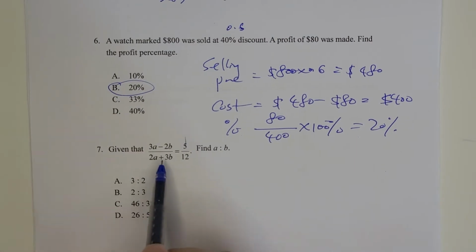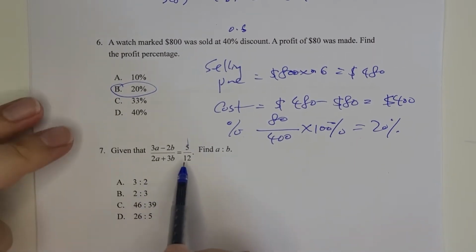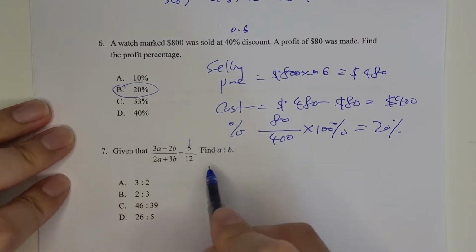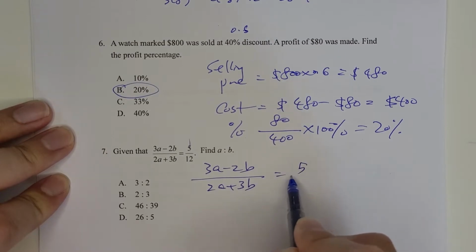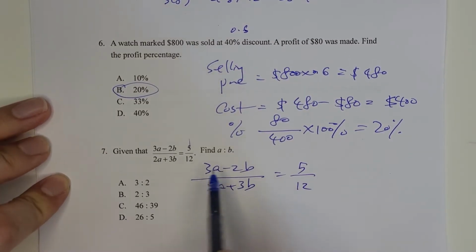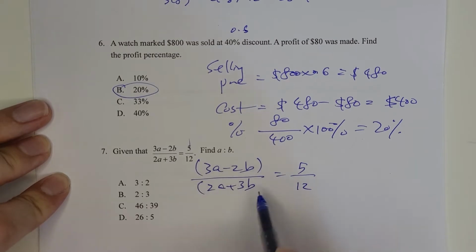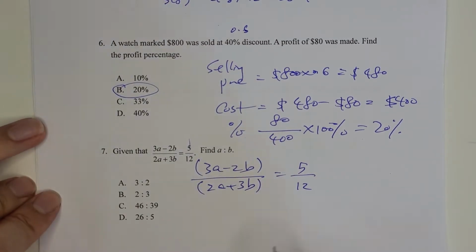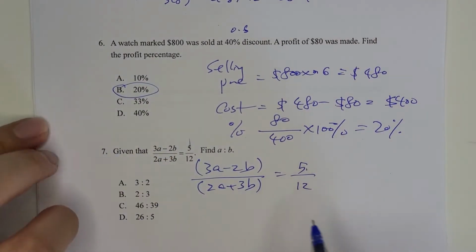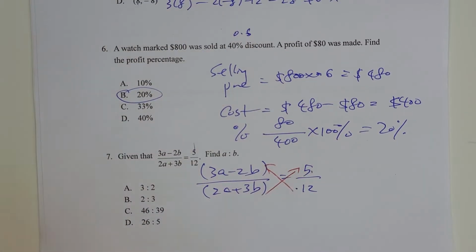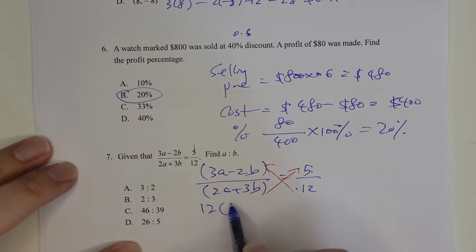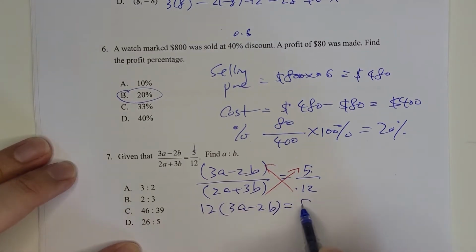Given that (3a minus 2b) over (2a plus 3b) equals 5 over 12, find a to b. So write down the fraction first. As you can see, there is more than one term in both the numerator and denominator, so give brackets to them. When you are doing the cross multiplication, you fix the numerator, don't move. Denominator multiply in this way, cross multiplication, okay?